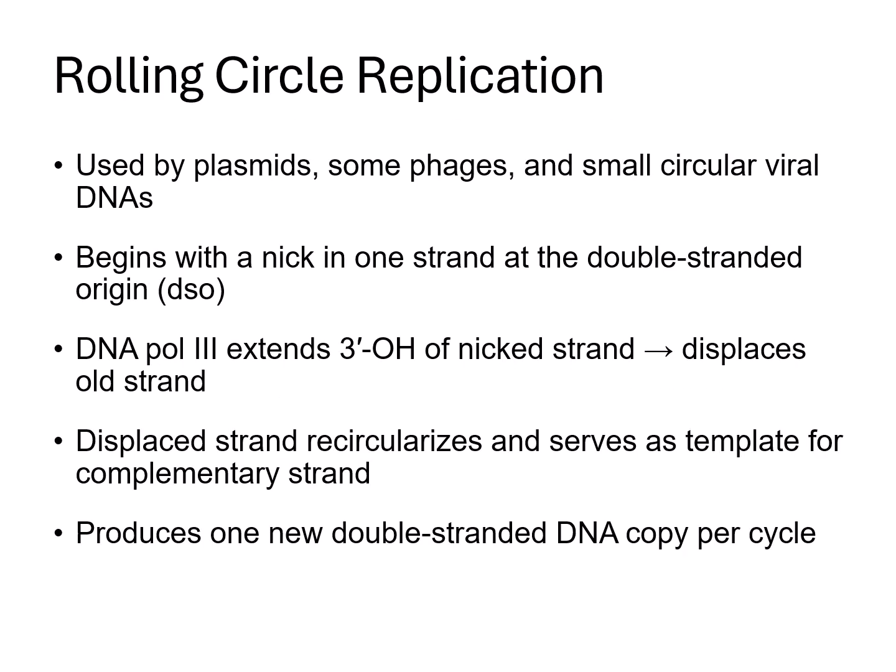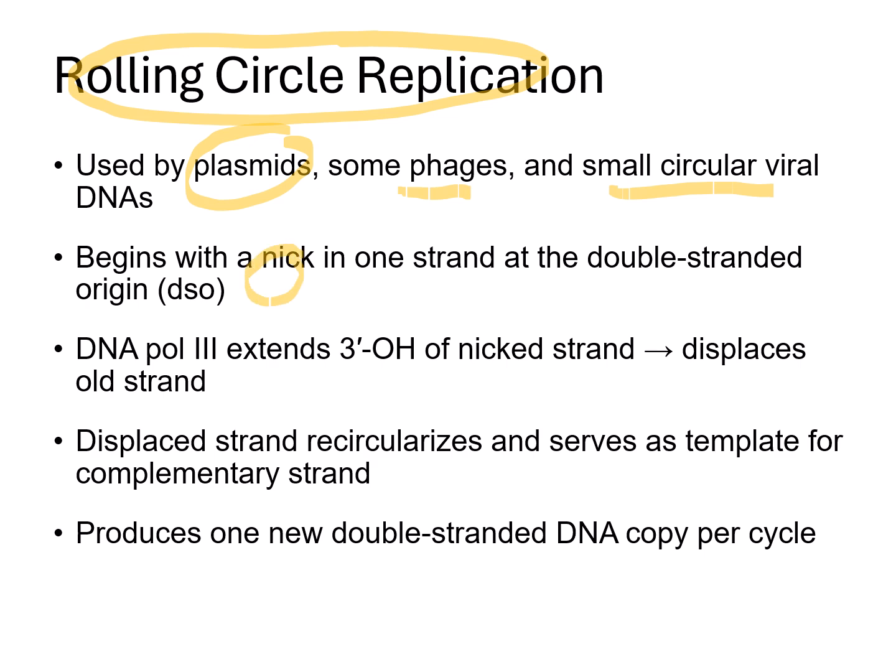Now let's look at a special form of replication used by plasmids, some phages, remember these are viruses that infect bacteria, and some small circular viral DNAs. So this is called rolling circle replication. It starts with an enzyme that makes a nick in one strand of the circular DNA molecule. DNA polymerase 3 then extends the 3' hydroxyl end of the nicked strand, displacing the old strand as it synthesizes a new one. The displaced strand is then going to recircularize and serve as a template for a complementary strand, and each cycle is going to produce a new double-stranded copy of the original circular DNA.